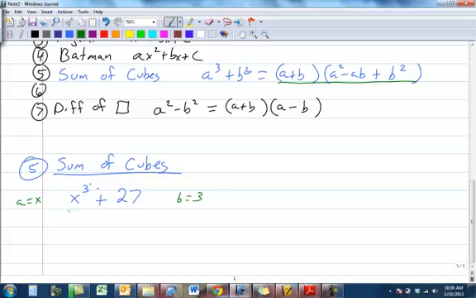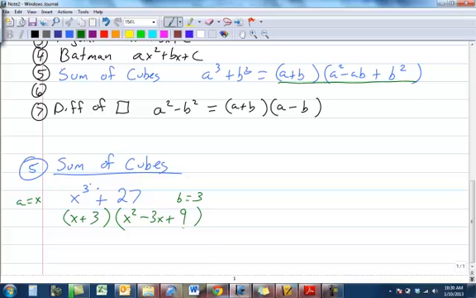So this is going to factor to x plus 3. A plus b is x plus 3 times the quantity of a squared. So x squared minus 3x, because that's a times b, so x times 3, or 3x, plus b squared is 9.